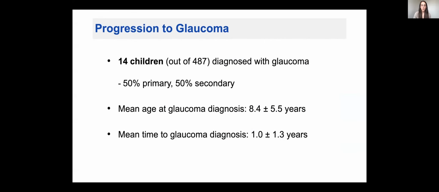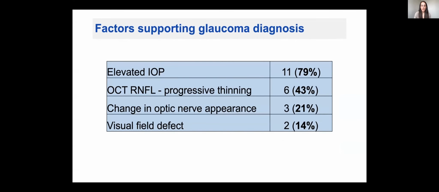So 14 children were diagnosed with glaucoma at a mean age of 8.4 years. Half of these were primary and half were secondary, such as to Sturge-Weber syndrome or ocular trauma. And the mean time from their presentation to diagnosis of glaucoma was 1 year. In most cases, the diagnosis of glaucoma was supported by ocular hypertension. In 43% of the children, they also had progressive thinning on OCT, 21% showed a change in their optic nerve appearance, and 14% had a new visual field defect.